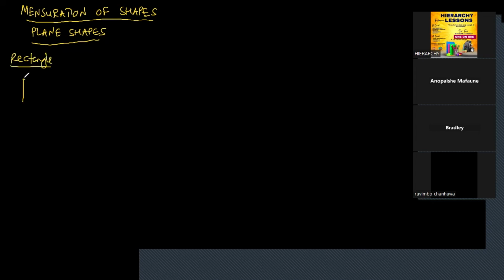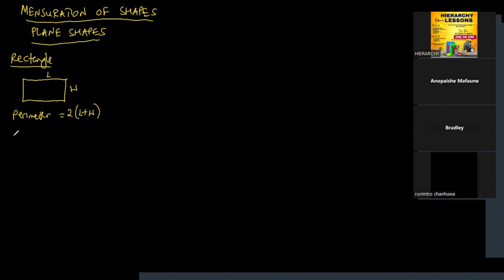So a rectangle, the dimensions of a rectangle. Remember, we have the length and then we have the width. So the perimeter of a rectangle, you know that it's length plus width plus length plus width. So it's just 2 times length plus 2 times width. And then for area, we know that the area of a rectangle is equal to length times width. So I'm not going to spend much time on these ones.